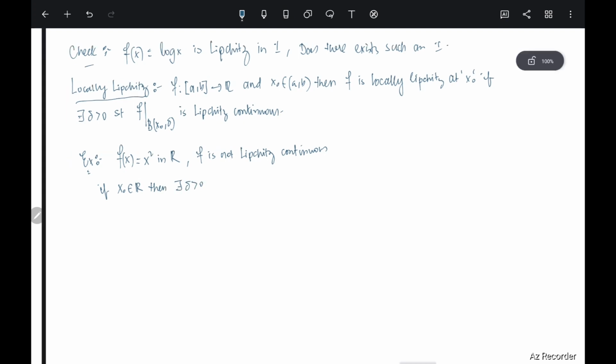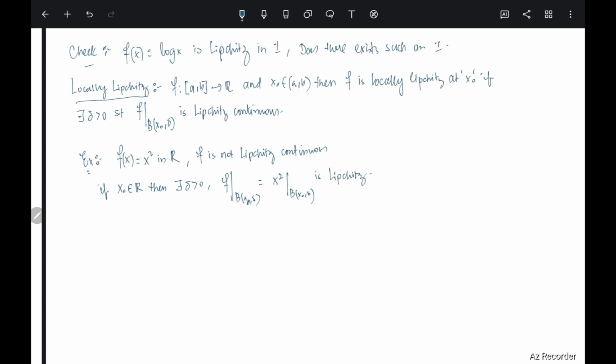So essentially, if you start with x naught and you look at a, you can of course find a delta such that f restricted to B(x naught, delta), which is x square restricted to B(x naught, delta), is Lipschitz. Of course, this function is Lipschitz because x square is Lipschitz continuous on any closed and bounded interval, right? So this is Lipschitz. So what does that give you?